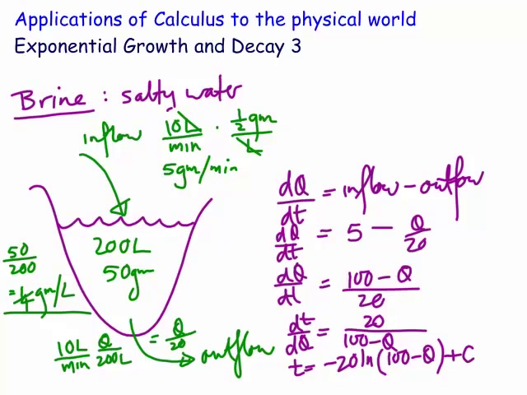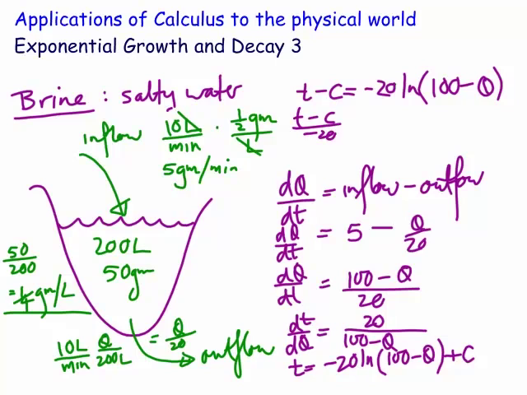Okay, so how do we solve this? Well, first of all, let's go up the top and say, therefore, t minus c is equal to minus 20 ln of 100 minus q. Then we raise everything to the power e. Well, we can divide by minus 20 first. So let's put t minus c on minus 20, and we can fix this up in a minute, equals ln 100 minus q.